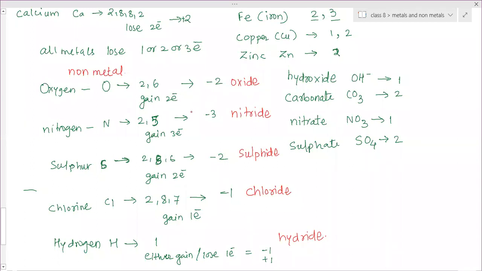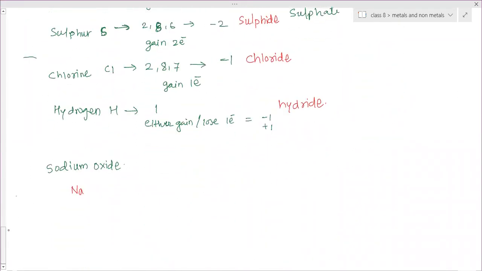Is that clear? Yes, ma'am. So nitrogen, after gaining 3 electrons, whatever particle is formed is called nitride. Sulfur will form sulfide. Chlorine will form chloride. Hydrogen will form hydride. So sodium, and oxide means O only. What is the valency of sodium? 1. What is the valency of oxygen? 2. Then these are not equal.